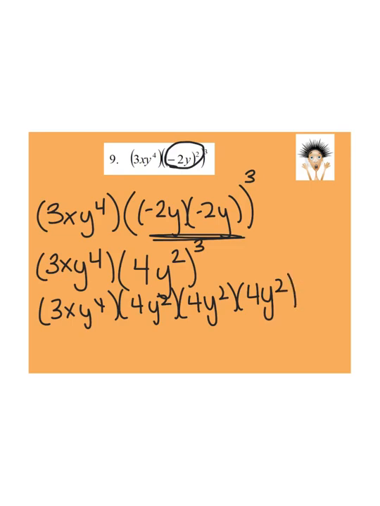So now we're going to multiply our numbers. So I'm going to do 3 times 4 times 4 times 4. I should get 192. Now I have just this x in the front. And then I have y to the 4th times y squared times y squared times y squared. So remember, when you multiply, you add the power. So I have 4 plus 2 is 6 plus 2 is 8 plus 2 is 10. So I get y to the 10th.